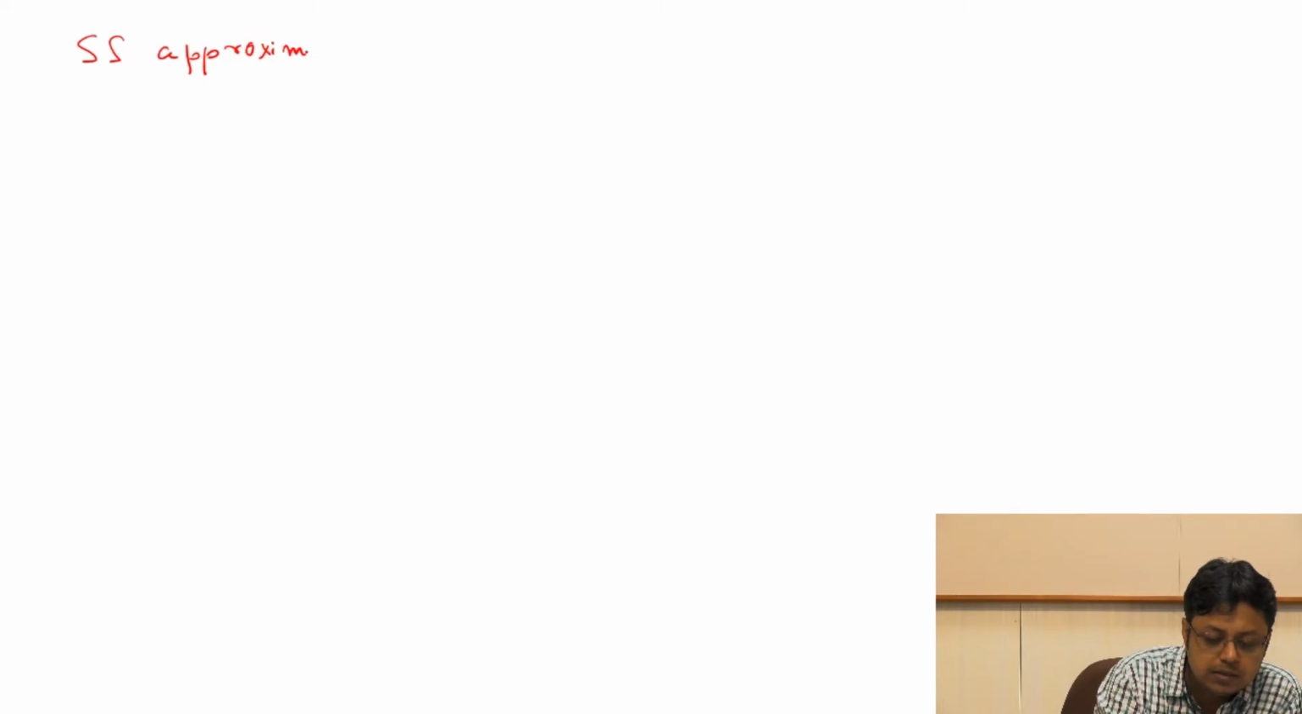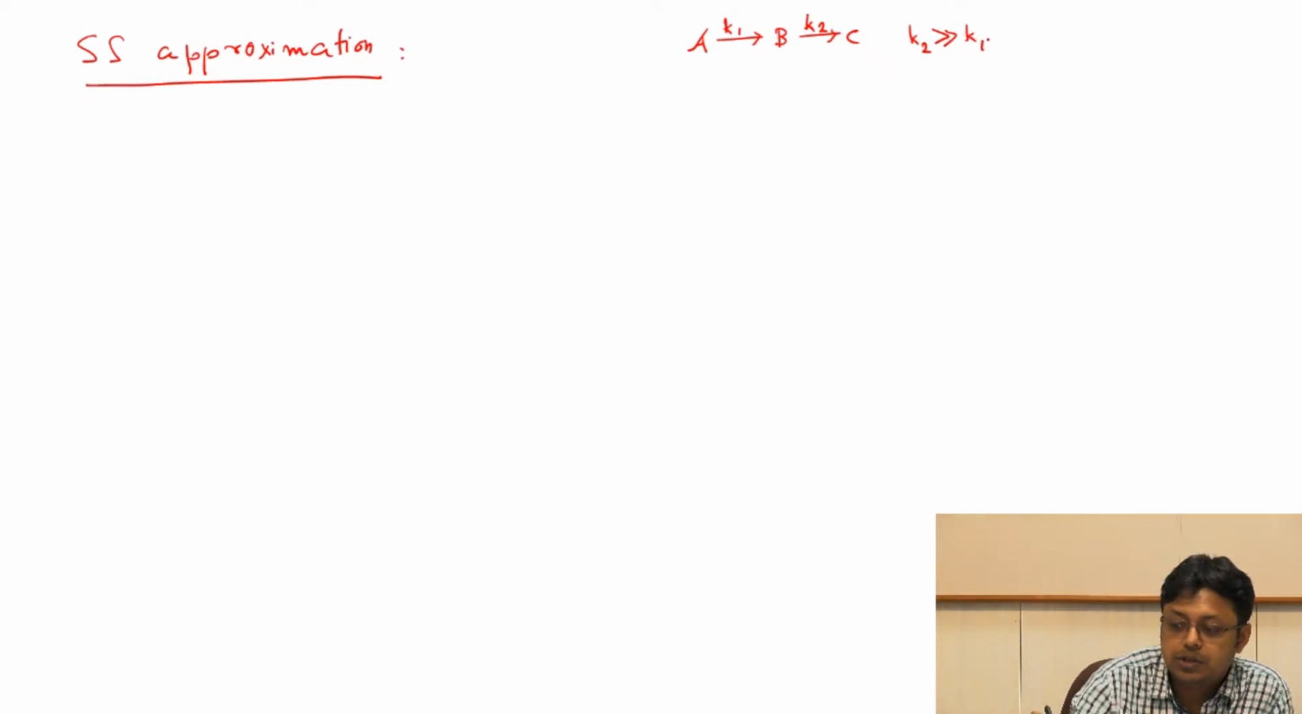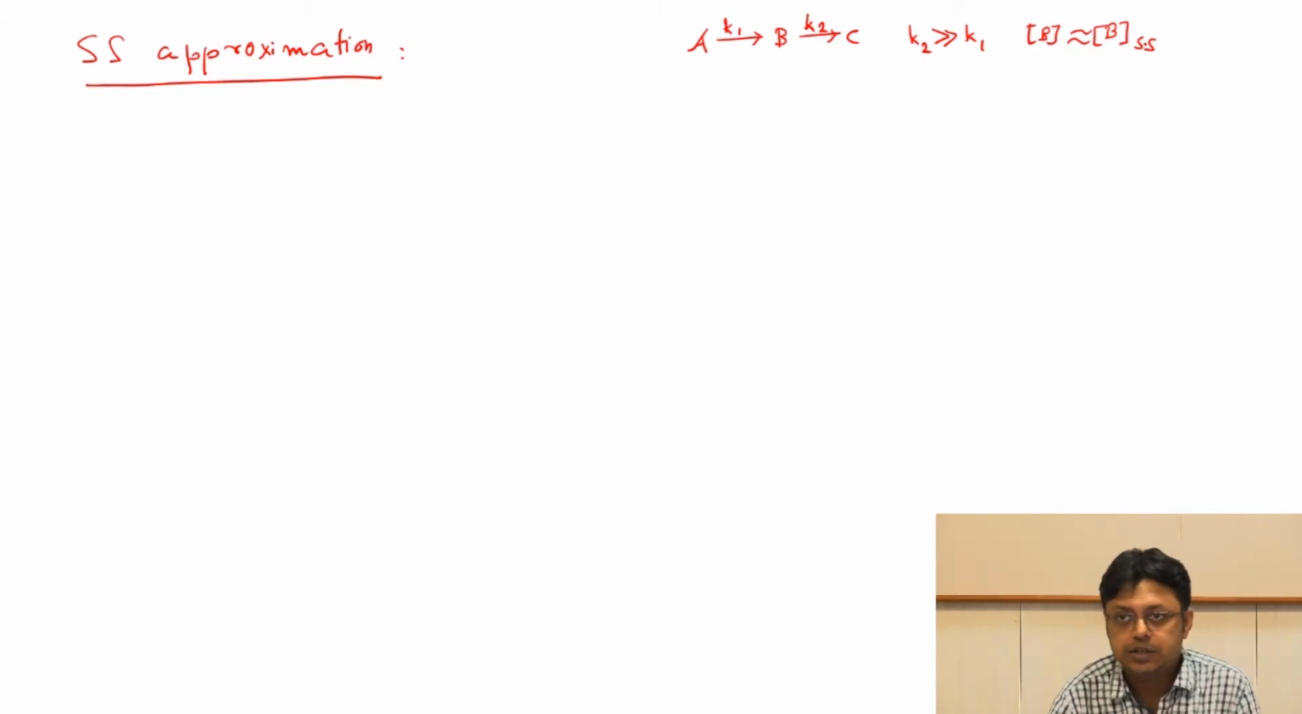Now we already discussed in the previous lecture what the steady state concentration of the intermediate is. If you remember, we considered a consecutive reaction of the type A going to B and going to C with rate constants k1 and k2, and we showed that under the condition k2 much greater than k1, the concentration of B reaches a steady state concentration, which remains constant over time after some period, known as the induction period.